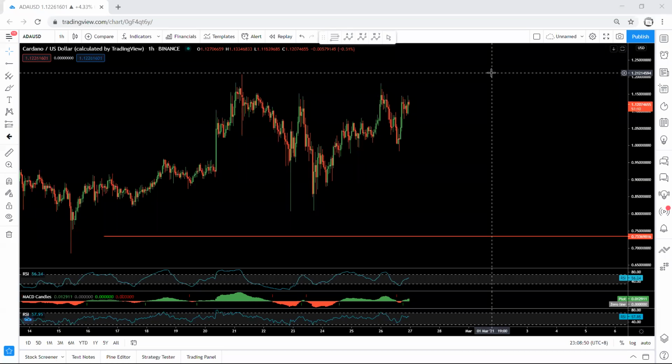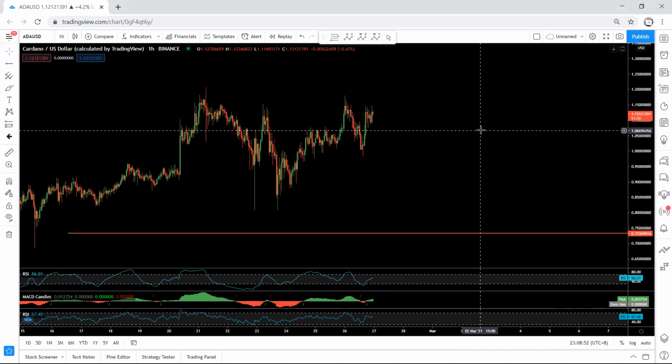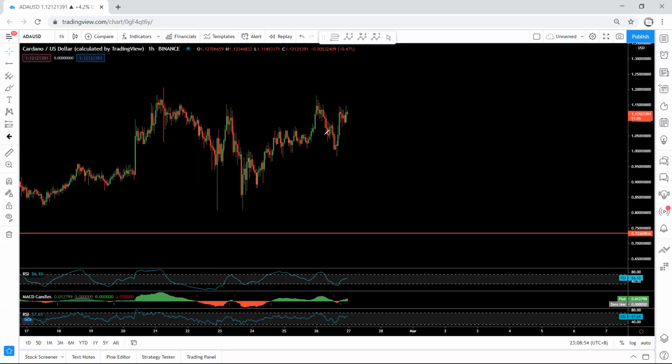ADA, we start with the 1 hour chart. First of all, if you refer to my last analysis when the price was here, we mentioned that we can expect the price to drop. That's why I mentioned no one should look for buy. We got the price drop, and we got the sharp move.